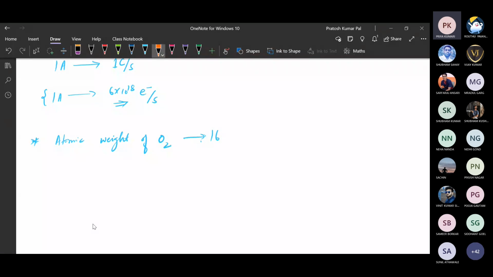If we want to find the atomic mass of an atom with atomic weight unity, that will be 1 by 16th of the oxygen atomic weight, which comes out to be 1.66 into 10 to the power minus 27 kg.